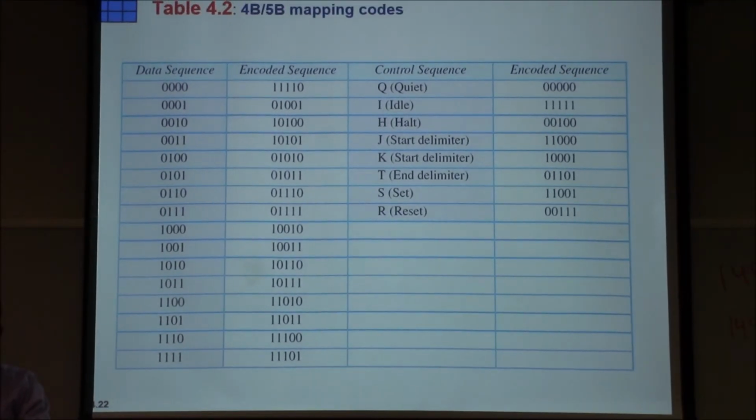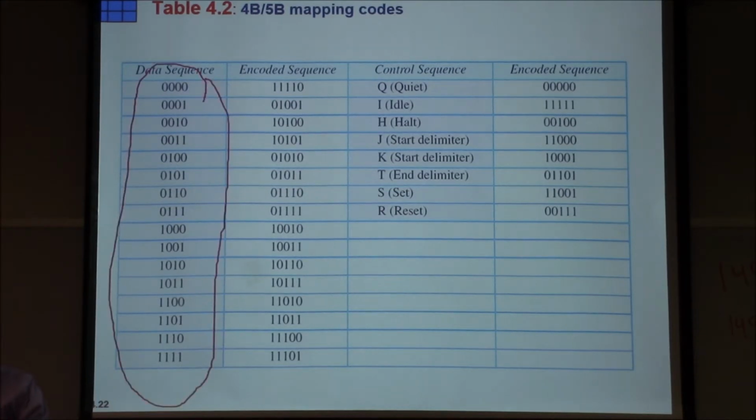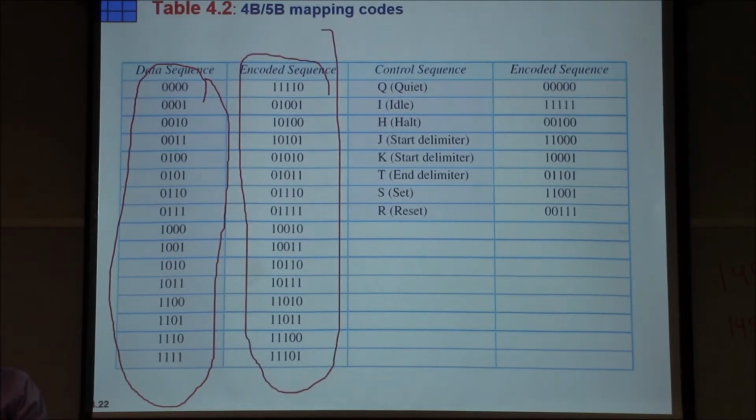When we are sending data, we have 16 combinations of data that we need to block code. So this is the block code for the 16 different scenarios here. As you can see, we are using 5 bits. That means we are using 2 to the power 5. So how many different combinations of 5 bits do we have? 32. We have 16 here.